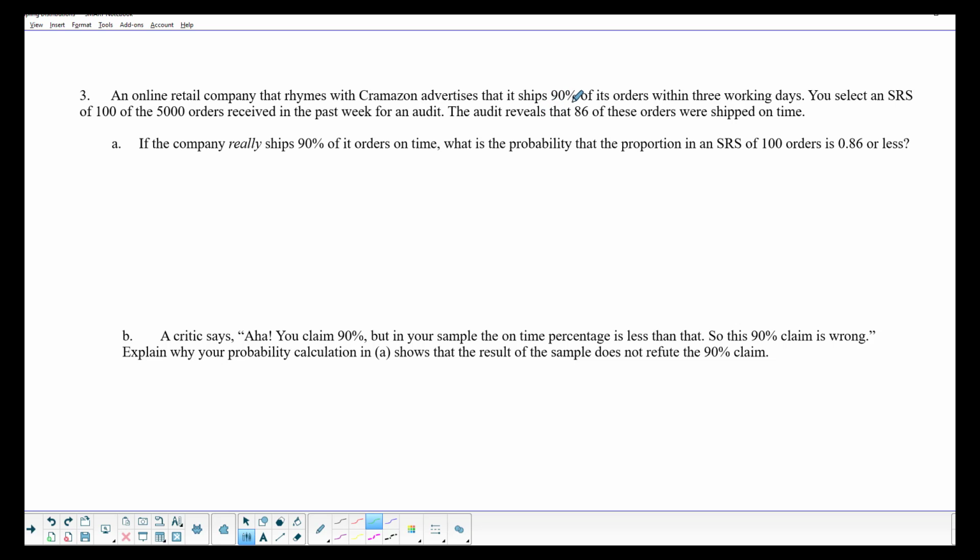So an online retail company that rhymes with Amazon advertised that it ships 90% of its orders within 3 working days. I select an SRS of 100 of the 5,000 orders received in the past week for an audit. It reveals that 86 out of these orders were shipped on time. So I'm going to write down my givens here real quick, the things that I marked and I noticed that were going to be true for everything.